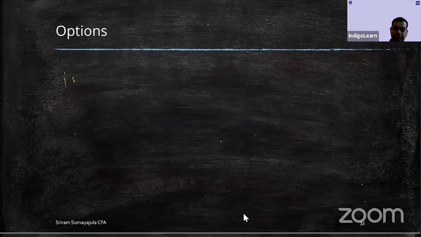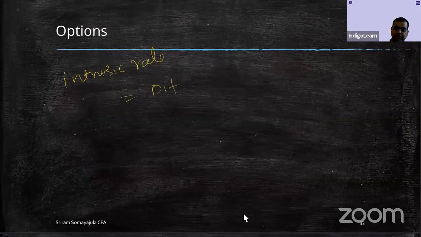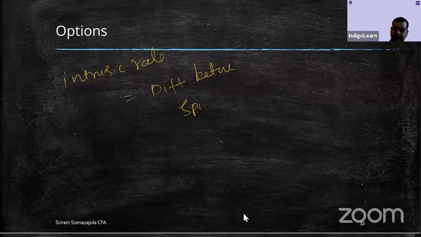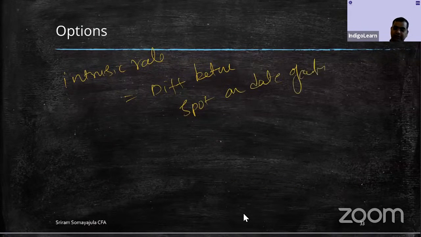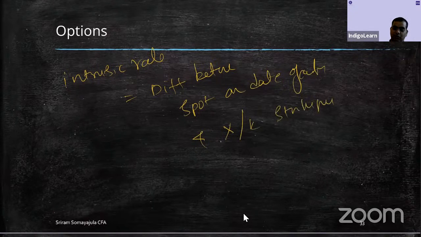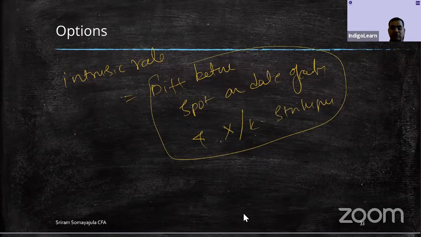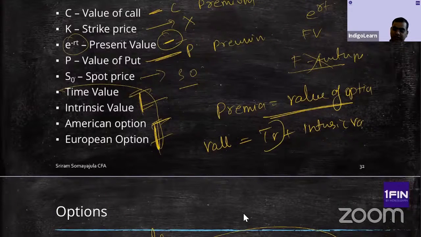Intrinsic value is equal to the difference between the spot on the date of contract and the strike price, X or K, you can call it strike price. Whatever is the difference between these two, that is called intrinsic value. So time value is the total value of the option minus the intrinsic value.